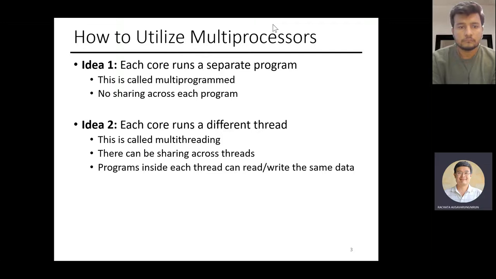A different idea is that if you have a multi-threaded application, I can run each thread on each core, right? And this generates a separate issue with multiprocessors. For the ideas of running different programs or different threads on each of these processing cores, they are going to generate different problems for the multi-core processor.